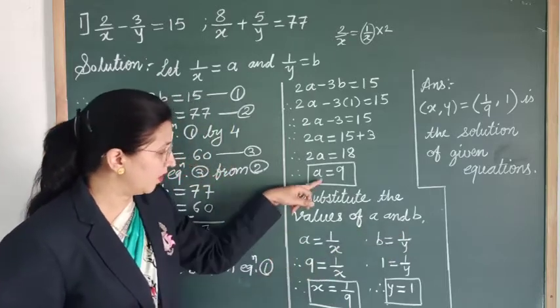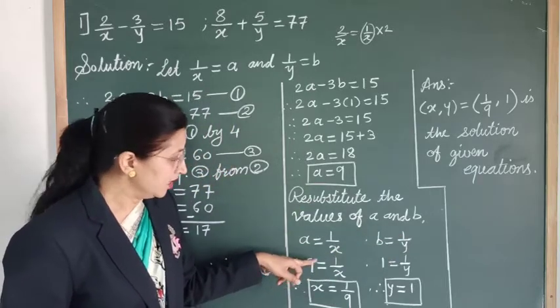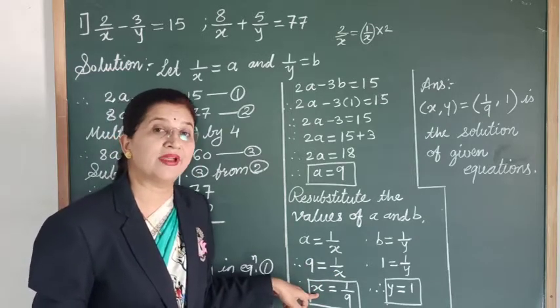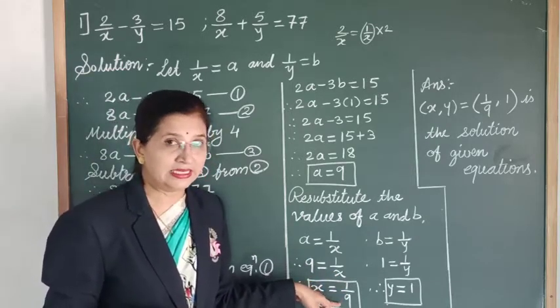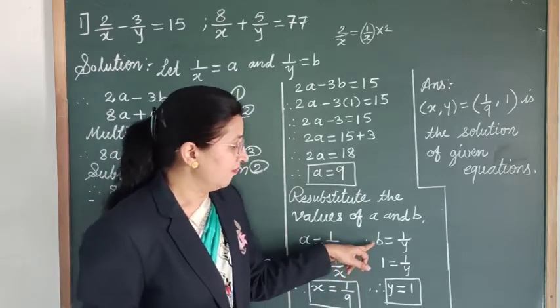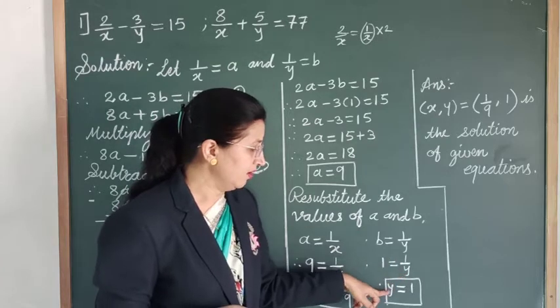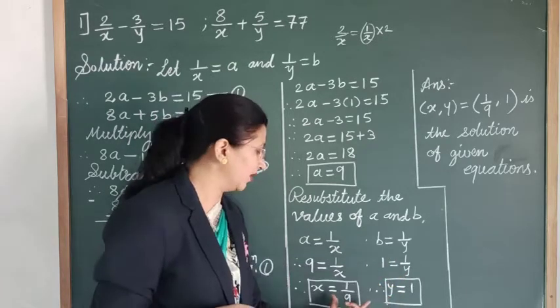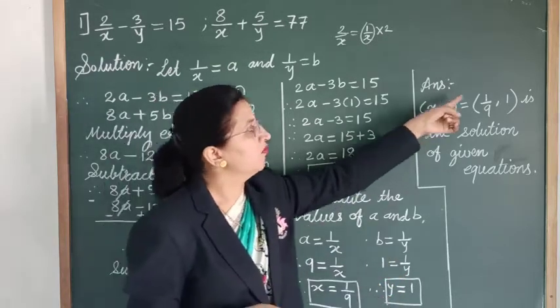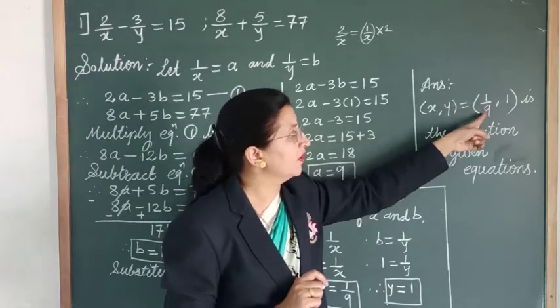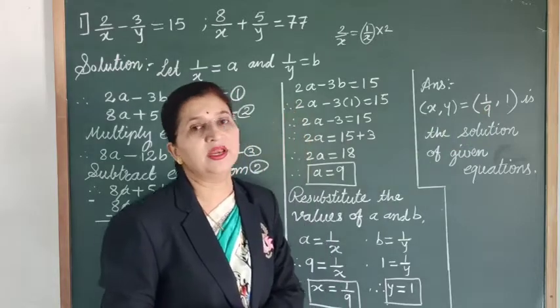So the value of a we got as 9. So let's take this x here and 9 will be here. So in this way we got the value of x as 1 upon 9, and here the value of b is 1, so 1 is equal to 1 upon y. So here y is equal to 1. So in this way we got the solution: x is 1 upon 9 and y is 1. So 1 upon 9 and 1 is the solution of the given equations.